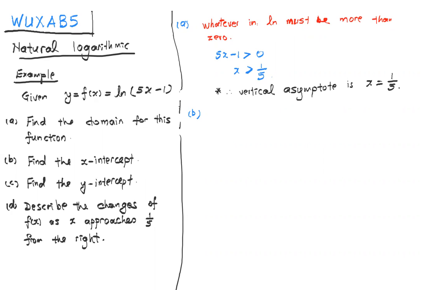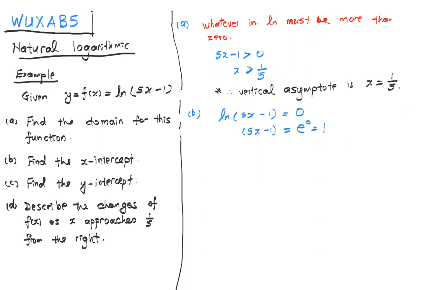Okay, so you got 2/5. Okay, so we know that if we want to find the x-intercept, we put the y equal to 0, correct? So that means my ln(5x minus 1) equal to 0. Okay, so when you want to find the value of x, which is in the ln, you have to change it to exponential. So exponential, the base is e. So whatever in the ln now is equal to e to the power of 0. And we know that e to the power of 0 is 1.